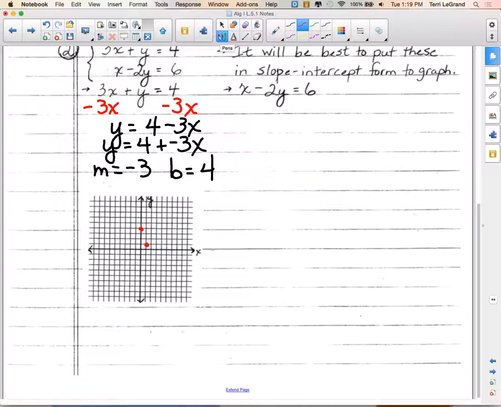This one should do what? What should its behavior be? Fall from left to right, okay? According to our slope intercept form name anyway. Okay, now we'll go over and we will get our other equation into slope-intercept form.